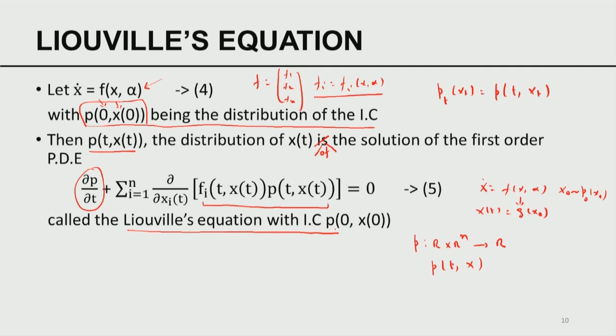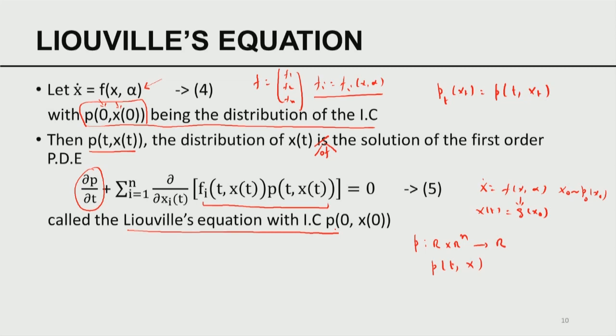This equation essentially tells you the conservation of the probability mass. So the probability density function may vary in time, but what are the conditions? It must always be non-negative, and the total amount of probability must be preserved equal to 1. It is a simple statement about the conservation of the probability mass at all time that leads to this partial differential equation.